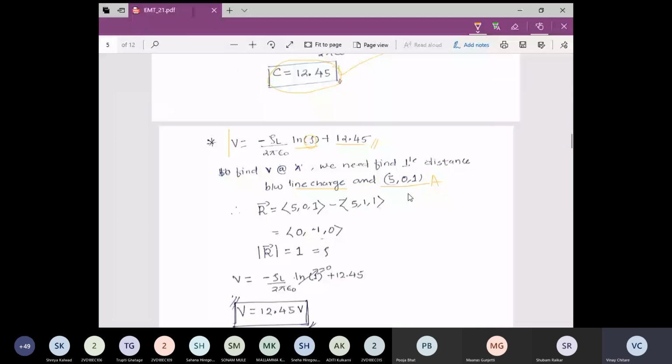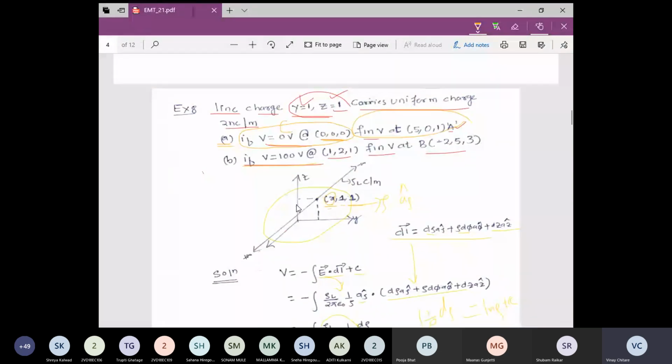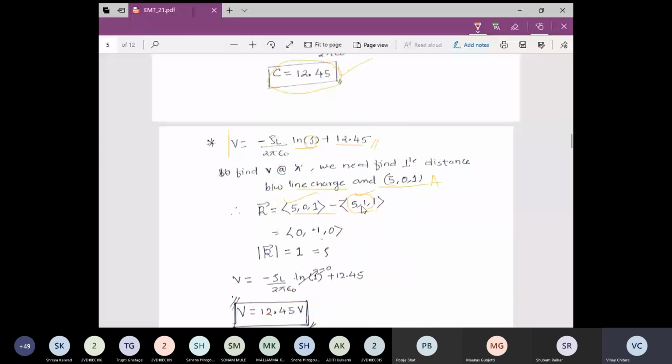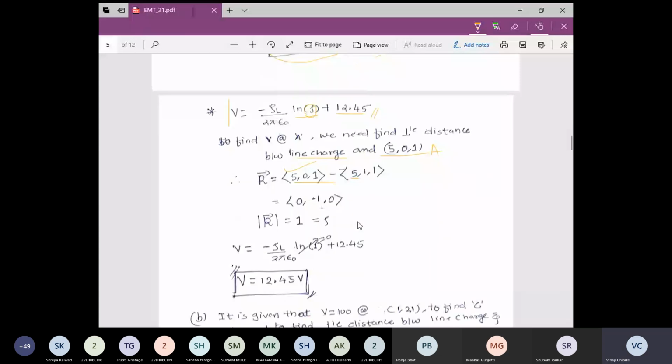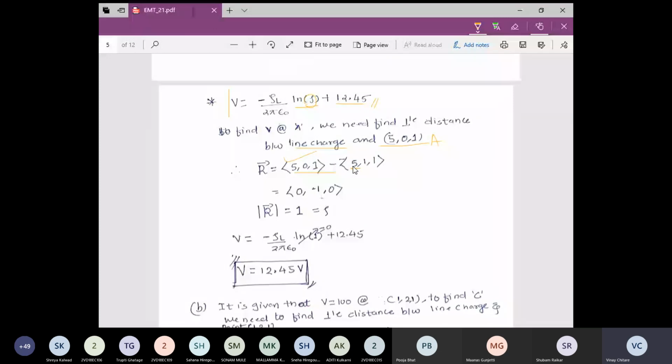We know it is always the field point minus the source point. The field point is given as 5, 0, 1. The source point is on the line charge, and on the line charge I have defined the points as x, 1, 1. Now the question is what x I should choose, and I said that we should choose the x value the same as the x value of the field point, which is 5. Okay, so this is important. I hope you remember these things.